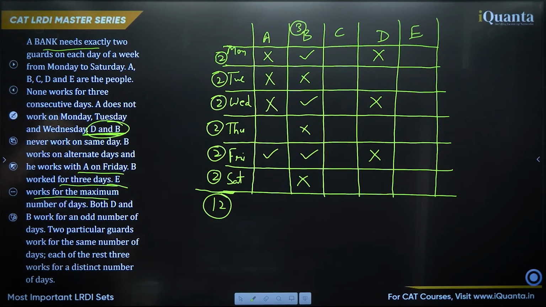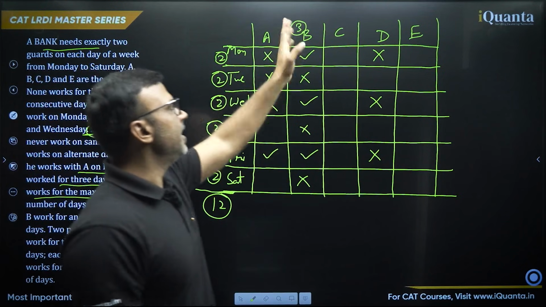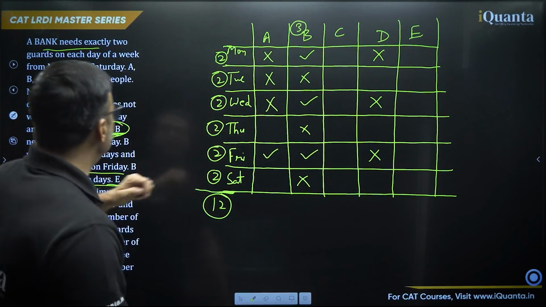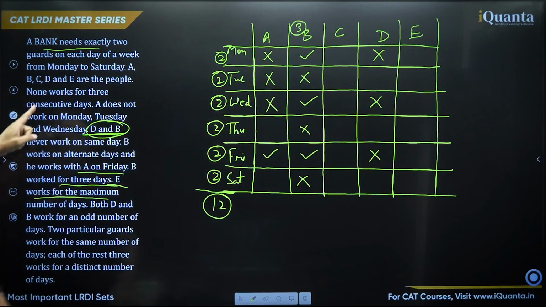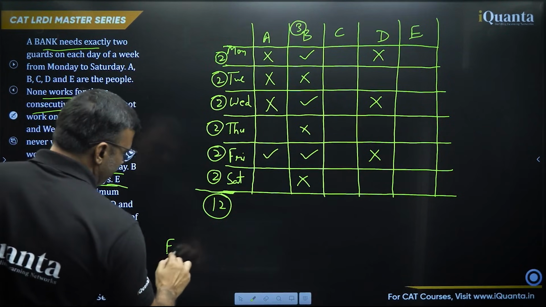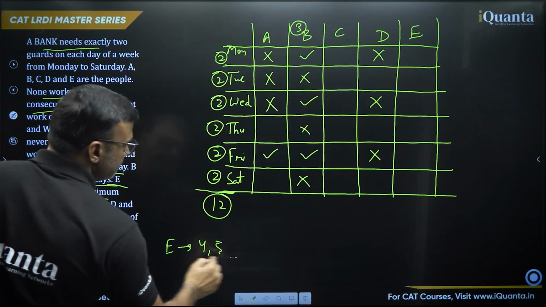Alright, E works for the maximum number of days. Now if E is working for the maximum number of days, he has to work for more than 3 days. There are a total of 6 days and no one works for 3 consecutive days. Now E can work either for 4 days or 5 days.